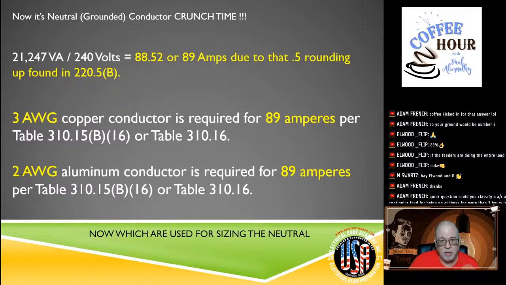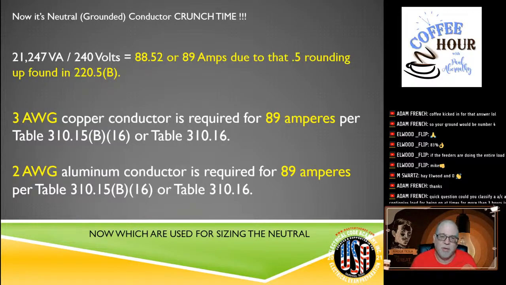So what are we going to do? Then we're going to have to go and find a conductor. And remember what it said? We could have a conductor, a grounded conductor, that can be smaller as long as it can handle the calculated load. And we did that, the maximum imbalance load. We already did it. We just calculated it out.